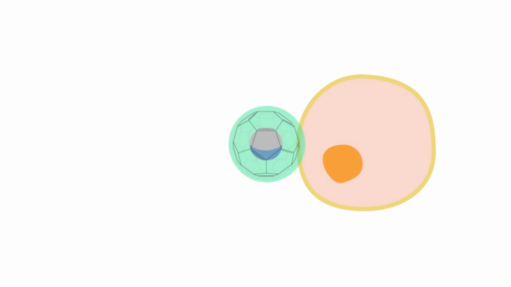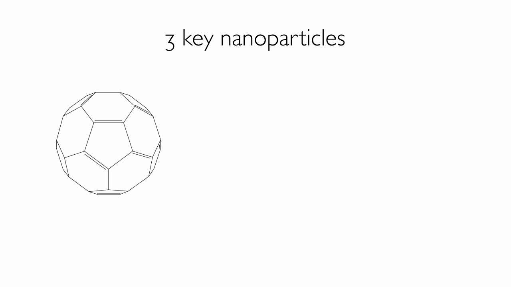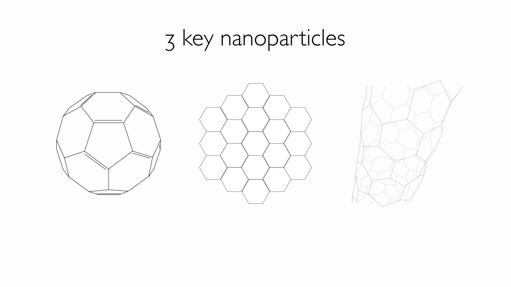In summary, there are three key nanoparticles: the Buckminster fullerenes, graphene, and nanotubes. These nanoparticles have a wide range of potential uses for the future.